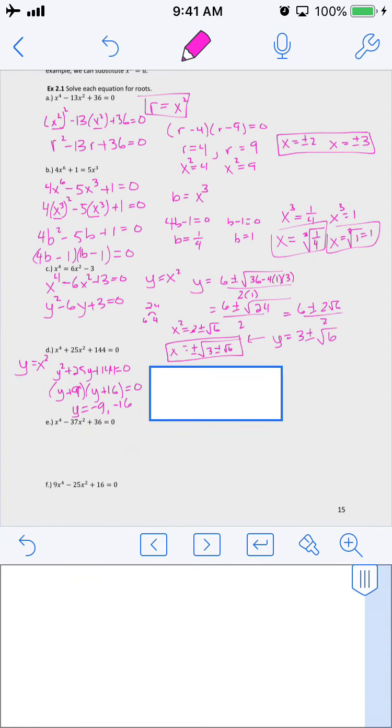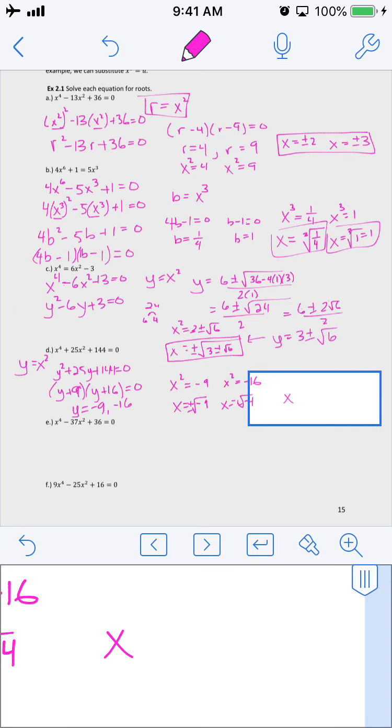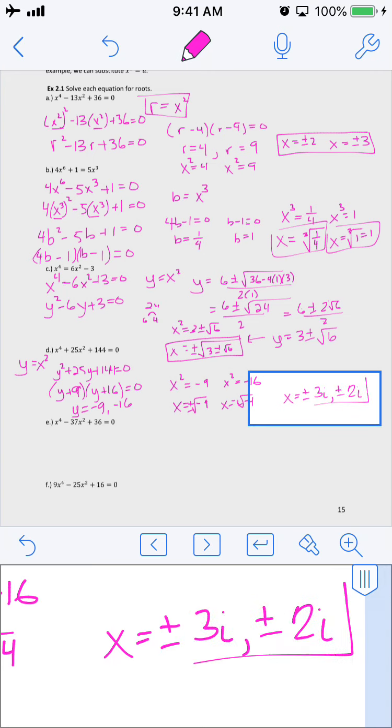Okay, but again, that's not really my answer. My answer is going to be an x. So x squared equals negative 9, or x squared equals negative 16. Square root both sides, x equals plus or minus the square root of negative 9, or the square root of negative 16, and that's plus or minus. And so we get x is equal to plus or minus 3i and plus or minus 4i.